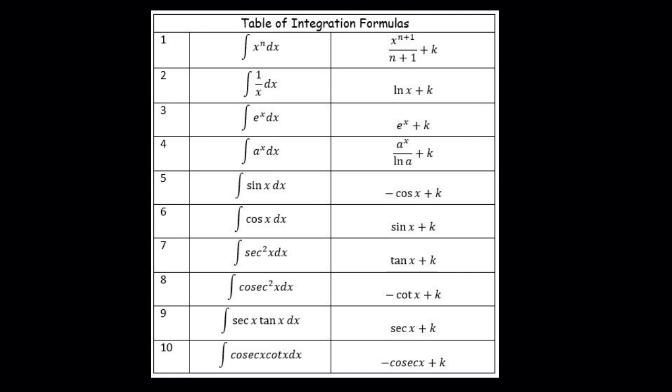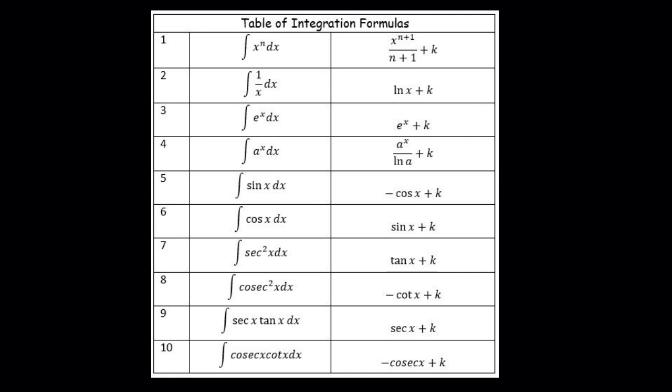Number 5, the integral of sin s is minus cos s. Remember, when we differentiated cos s, it gave us minus sin s. So when we are integrating sin s, it's going to give us minus cos s because of the sign. Number 6 is the integral of cos s is sin s plus our constant. Remembering, when we differentiated sin s, it gave us cos s. So therefore, when we are integrating cos s, it's also going to give us sin s, since it's basically the reverse.